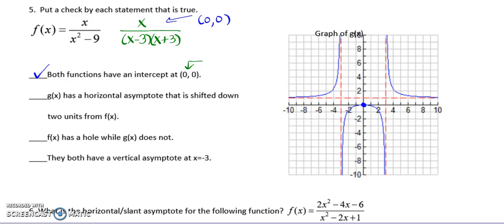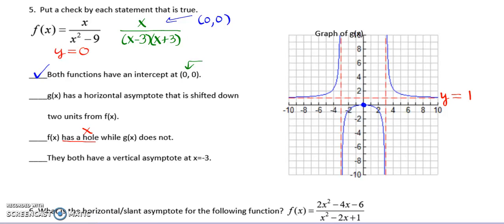g of x has a horizontal asymptote that shifted down 2 units from f of x. Let's think about this one. We have y equals 1 as the horizontal asymptote. This one, since the degree in the denominator is greater, we have y equals 0. So actually it shifted 1 up for g of x, so we can't put a check mark there. f of x has a hole while g of x does not. Well, f of x does not have a hole, nothing cancels.